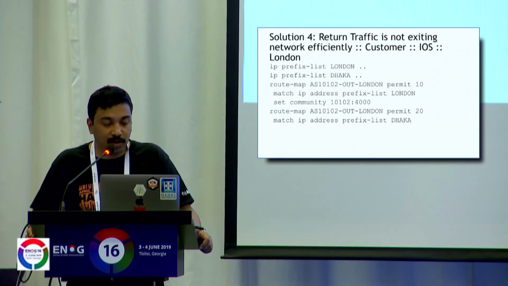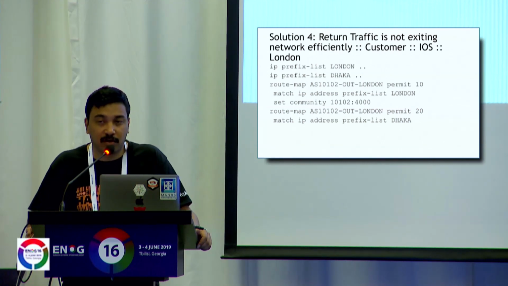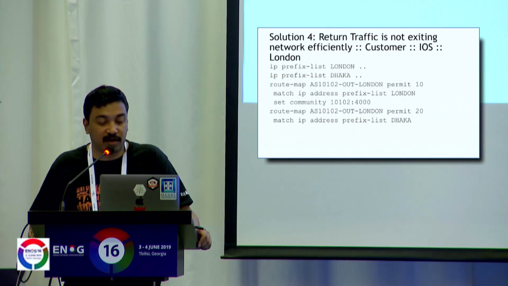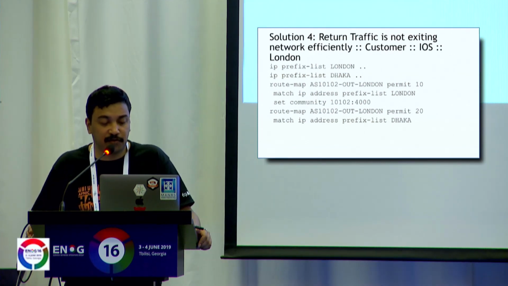The customer decides what prefixes they will advertise towards London, and based on that they advertise them with 10102:4000. So the London specific routes within the upstream provider's routers are reset to zero. So the London originated routes are served from the upstream provider's, or 10102's, London router, whereas the other prefix list, which is originated from Dhaka, is not changed.